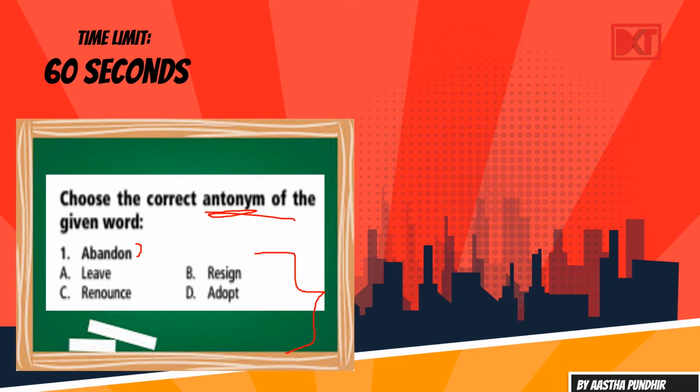So let's see. The first word is abandon. The options are leave, resign, renounce, or adopt. Here we have to choose the antonym. Be careful. Antonym, the word which means the opposite. Here the correct answer is adopt. Adopt means taking something over, whereas abandoning means leaving something. So all these can be synonyms of each other: abandon, leave, resign, renounce, and the antonym is adopt.